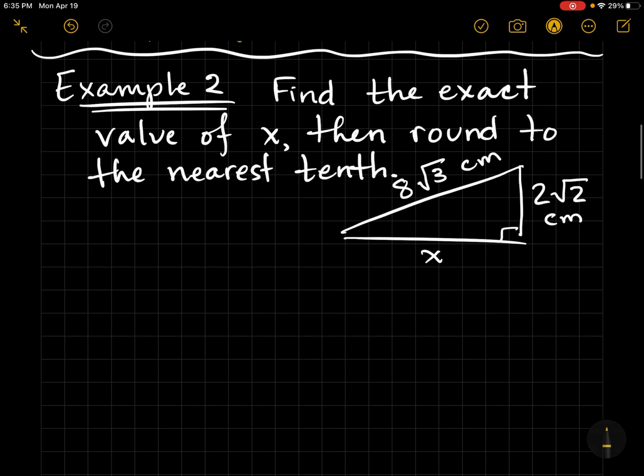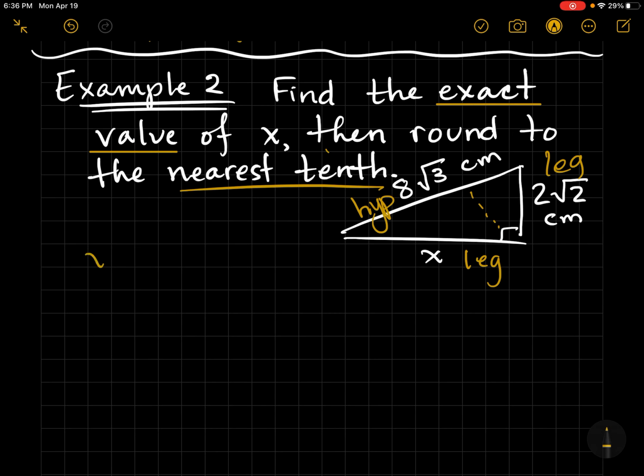And here I'm more specific. I say find the exact value of x and then round to the nearest 10th. So we're going to do the same thing that we did in the last example. What are you going to do first? Make sure you know which sides are the legs. This is a leg. This is a leg. Across, that's the hypotenuse, and it's the longest side.